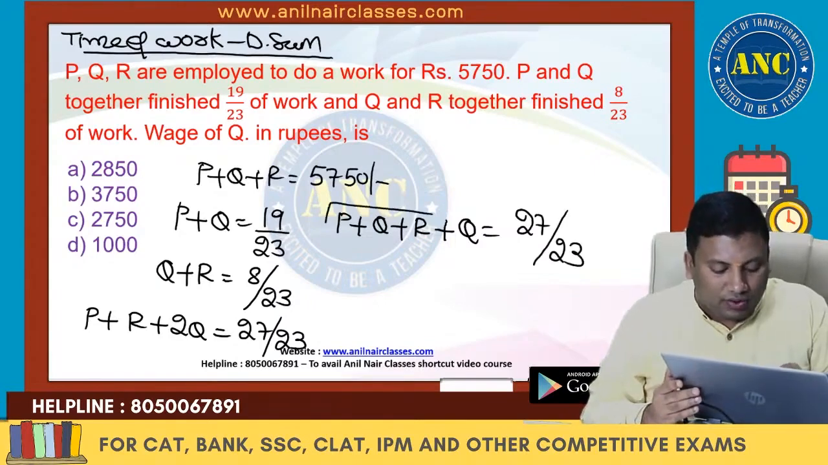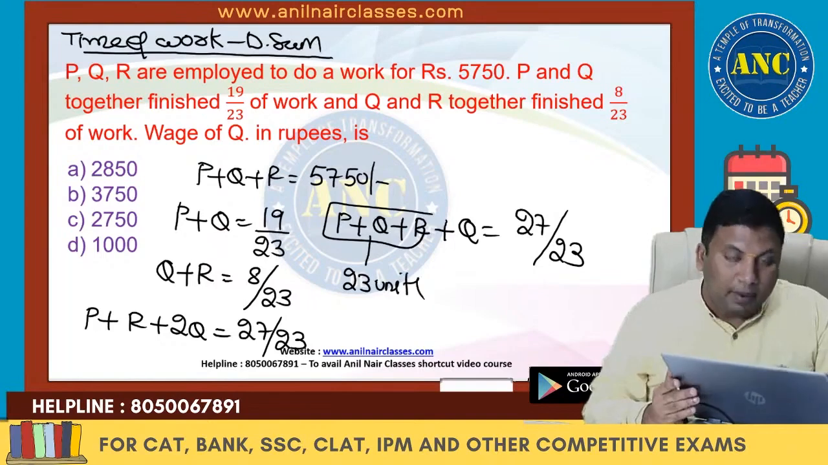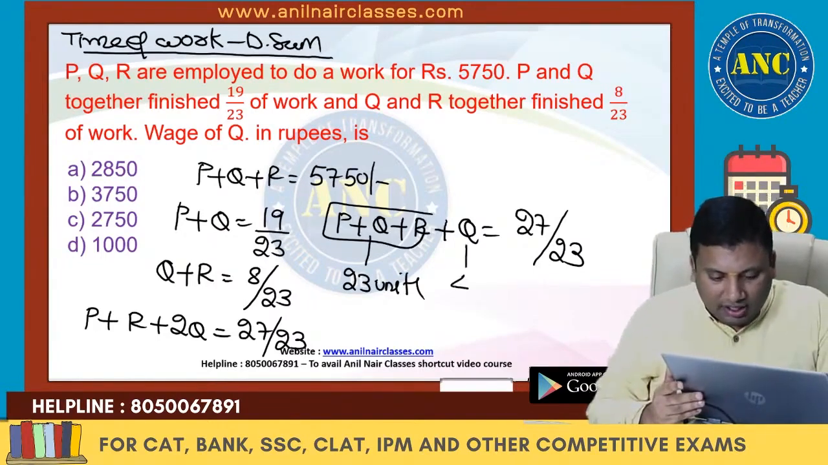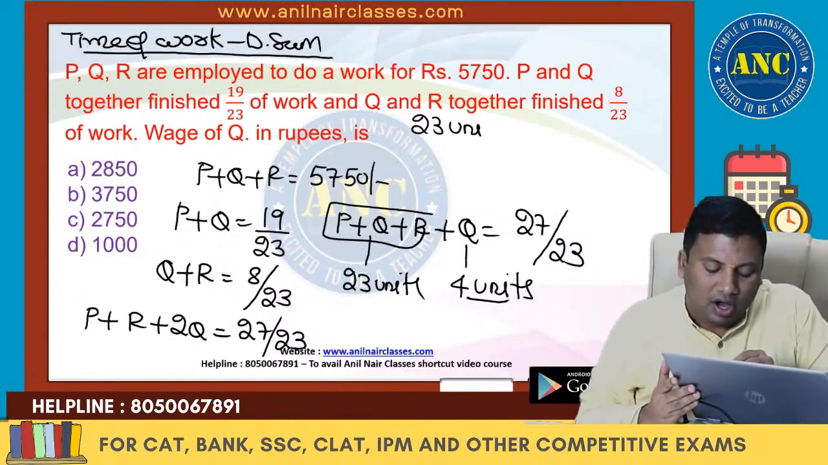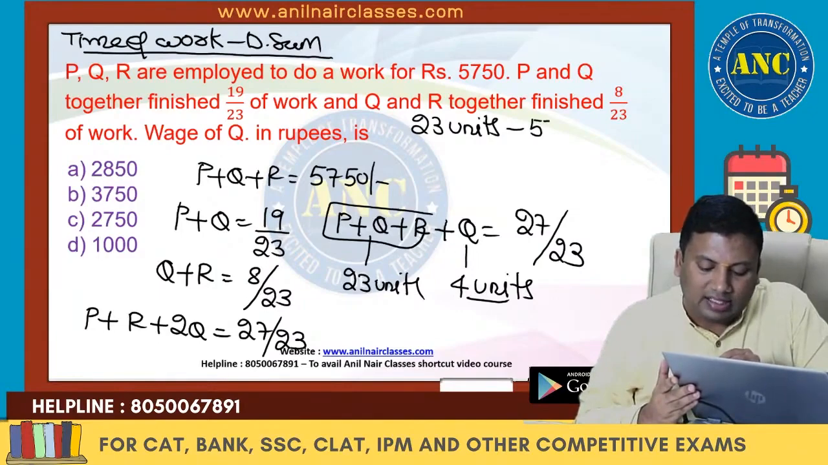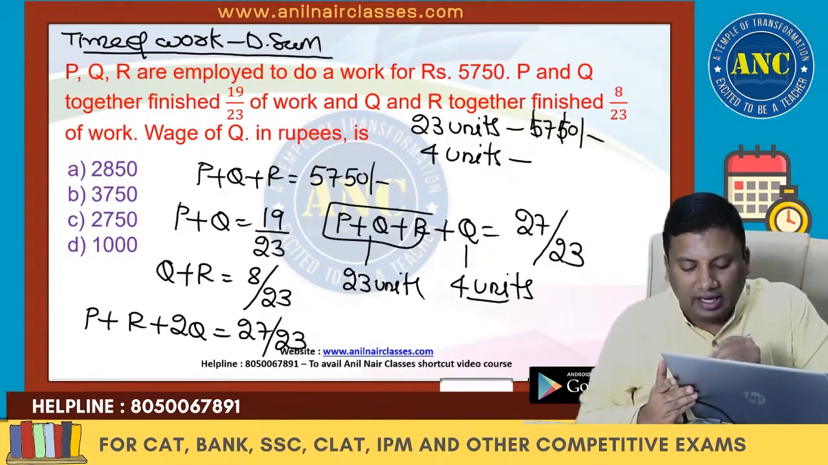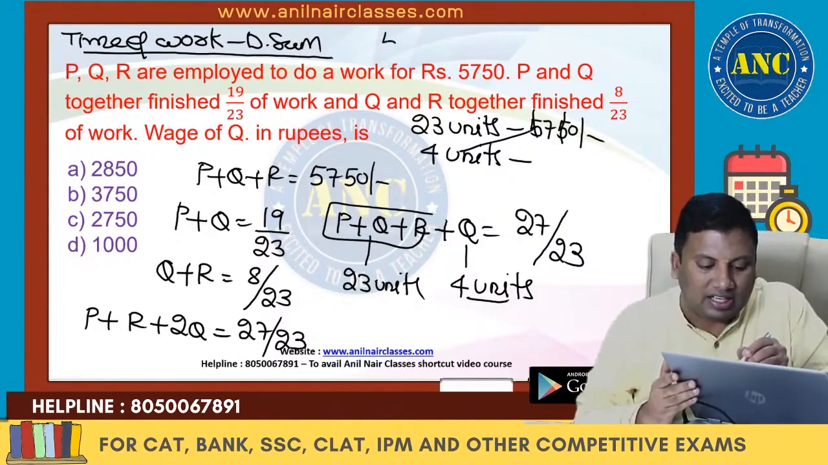Out of 23 units of work, the total work is done by P, Q and R. Numerator is 27. So Q is 4 units. Q is 4 units. All three together finish 23 units and get the salary 5750. For Q only 4 units. How much will be the answer? 5 plus 5, 10. 10 plus 7, 17. 17 is 8. 8 4s are 32.